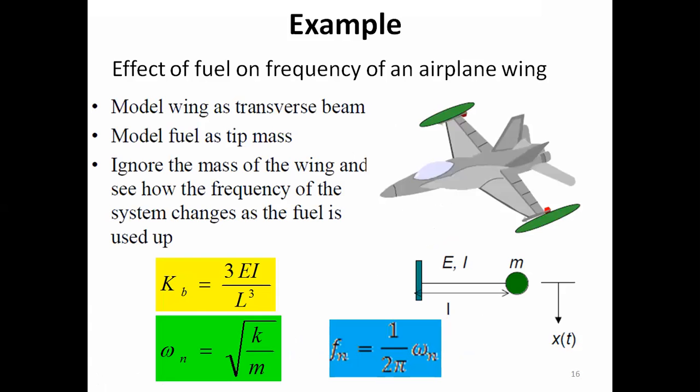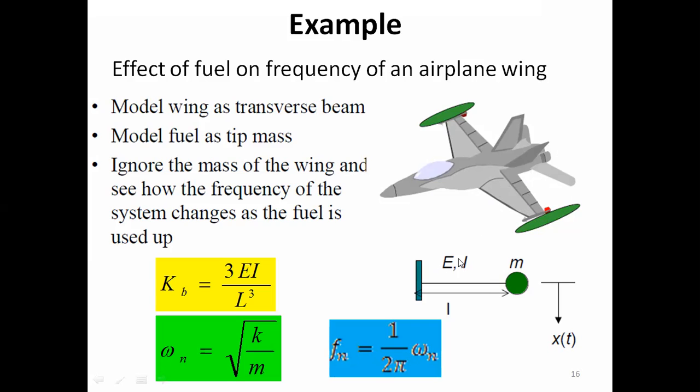So first, what do we have to do? We have to look at our system, and then we have to model it. First, we have to perform modeling. So we could model this wing as a cantilever wing. If you look here, this wing is actually attached to the body of the aircraft, but this end of the wing is free, and there is some mass. So we could actually model this as a cantilever beam.